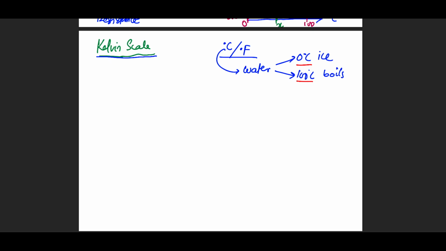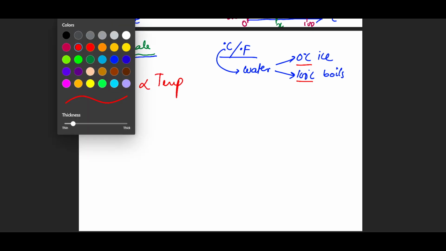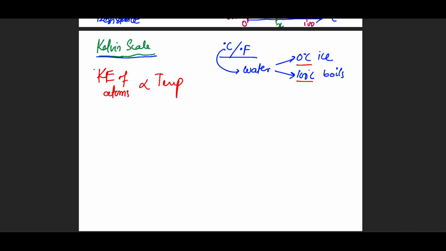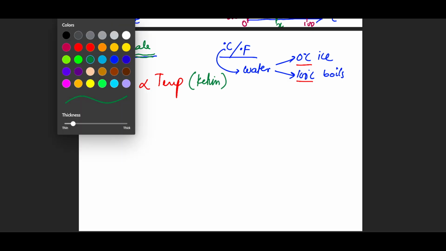So the kinetic model of matter suggests that the kinetic energy of atoms of any system is proportional to the temperature. Now, what is this temperature? This is actually the thermodynamic temperature. When we say thermodynamic temperature, we're actually talking about the Kelvin scale, which is the universal scale for temperature in physics. So we're talking about the Kelvin scale. And what is the significance of Kelvin scale? It does not depend on the property of substance.